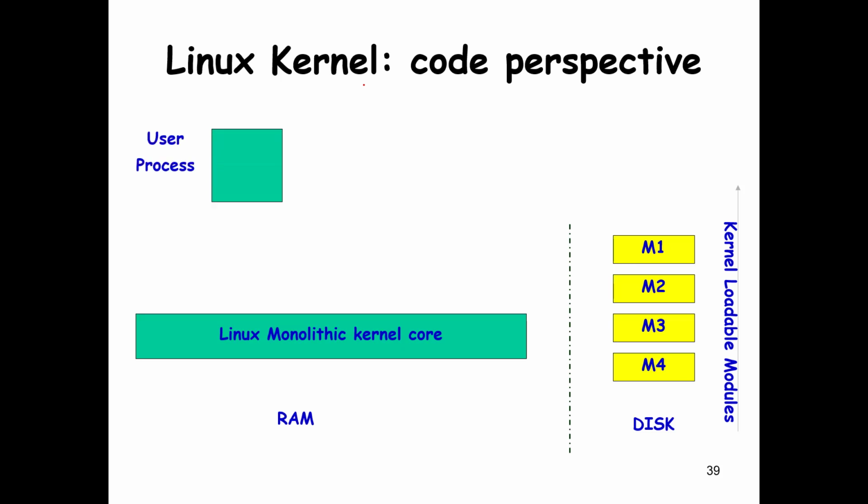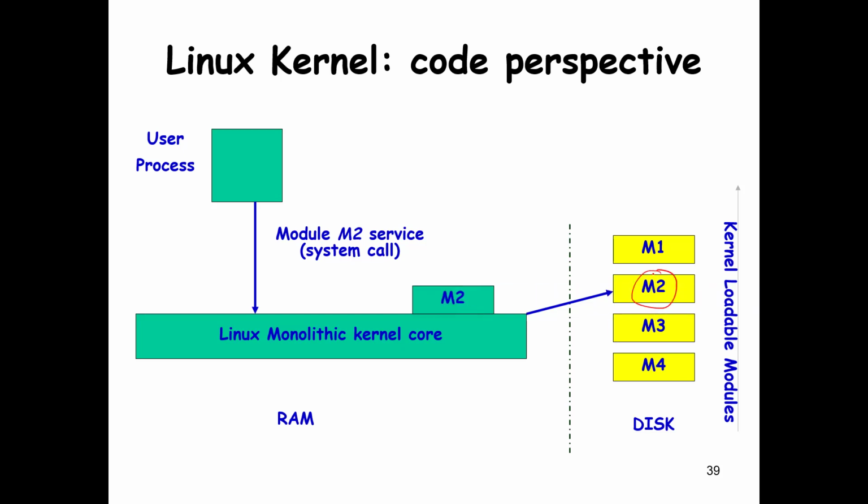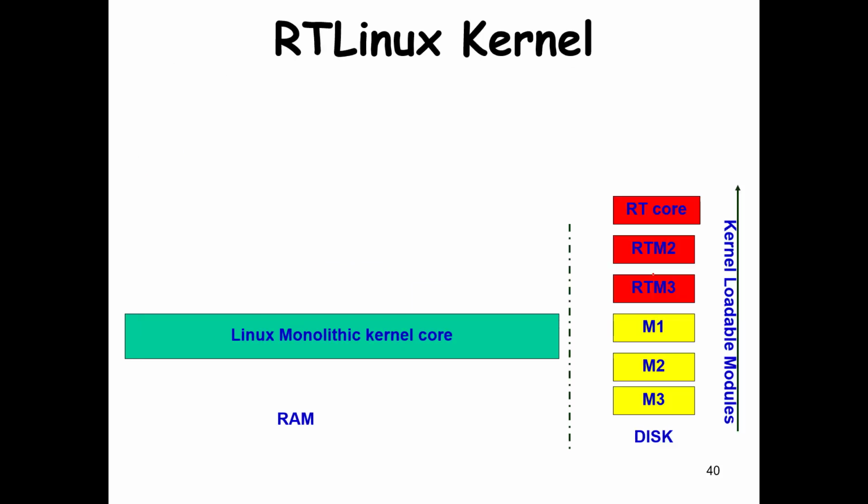From a code perspective, we have a monolithic kernel core. The moment we make a system call, we go to the kernel. The kernel may handle it itself or may go to a module which implements the logic for the system call. Then the module will get loaded and become a part of the kernel. It will service the system call and return the results back to the user process.